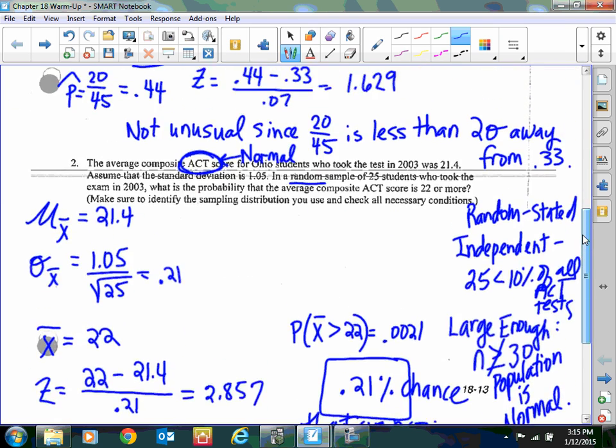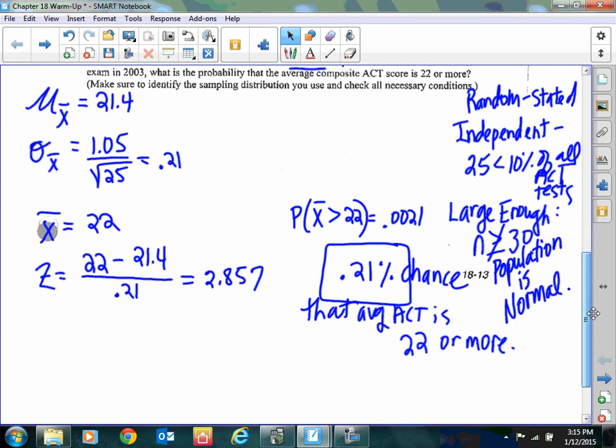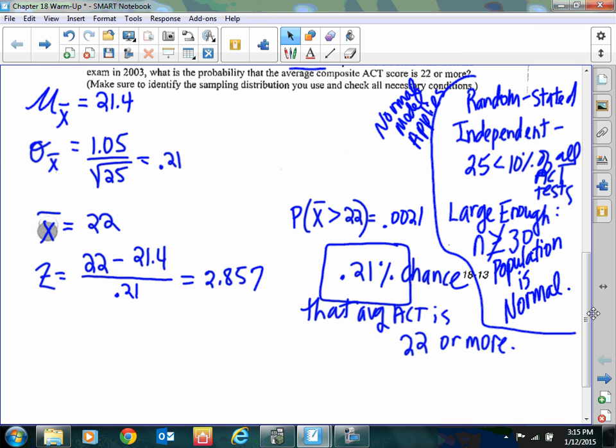Make sure you keep these symbols of proportion versus mean straight, and make sure that you know your difference in the conditions and you do your conditions for mean and proportion. Oh, I forgot to conclude on this problem right here. I forgot to conclude that the normal model applies. All right, so I think that's everything. So good luck on your quiz.